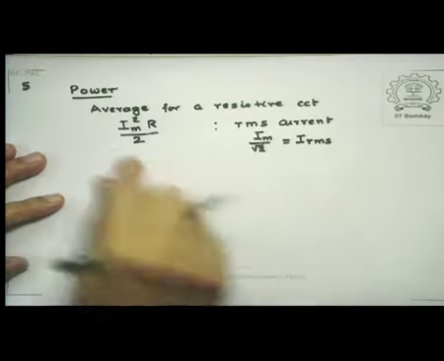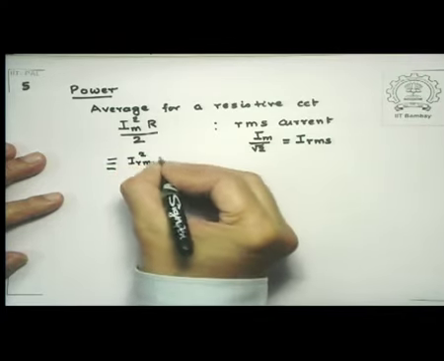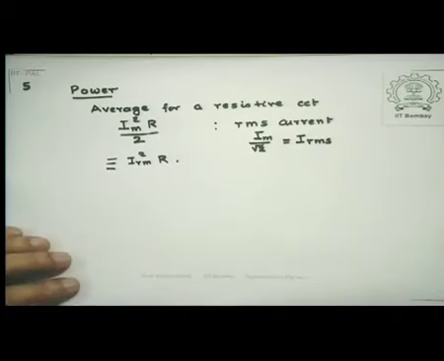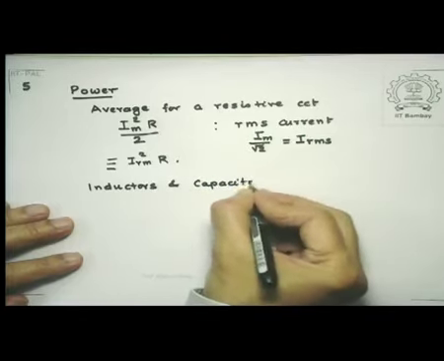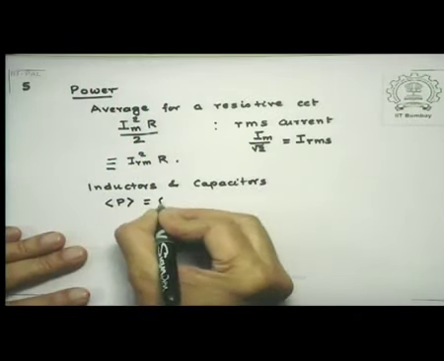With this, the formula becomes identical to I_RMS squared R, which resembles the form I squared R for a DC circuit. Now, this is the only element which actually dissipates power. Both capacitive and inductive circuits absorb energy in one part of the cycle and return the same to the source in another part. So the average power for both inductors and capacitors is equal to 0.